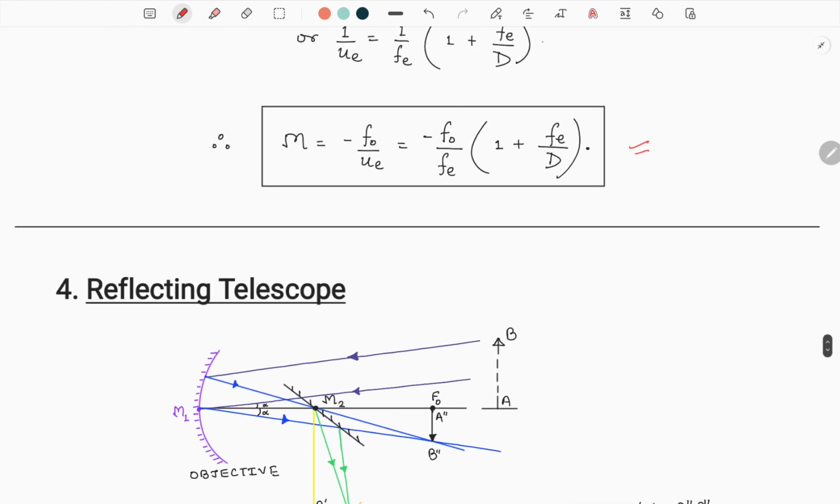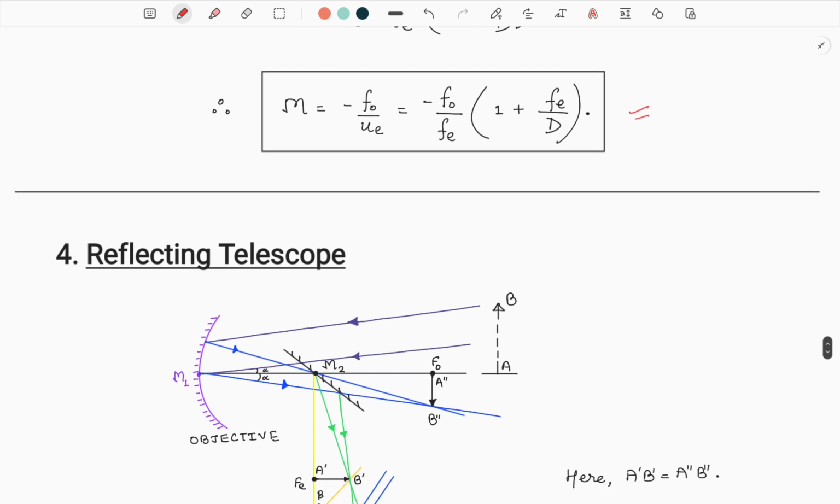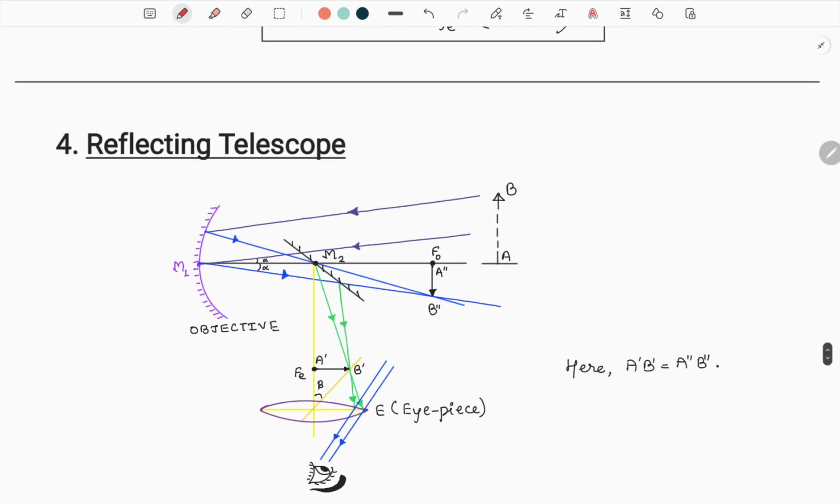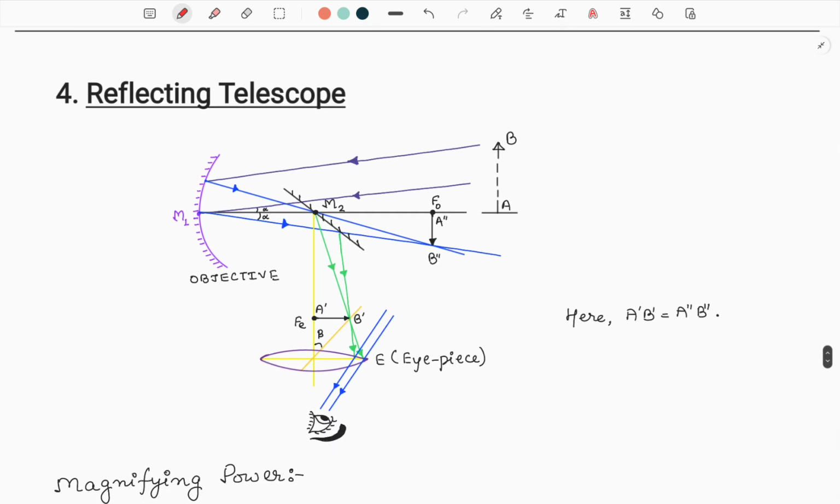Now let us see the last optical instrument, the last part of this video, which is the reflecting telescope. It is a very common telescope and is the most useful telescope because the image formed in this telescope will be much clearer and more distinct compared to the refracting telescope. So let us see the working of this telescope. In the reflecting telescope, the objective will be a concave mirror.